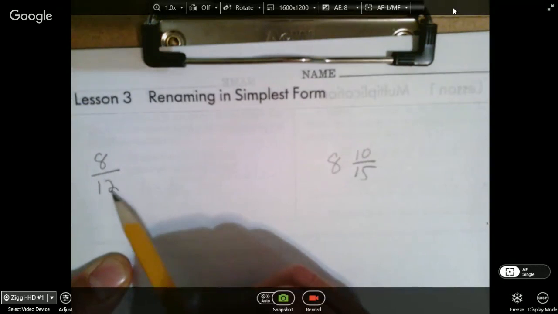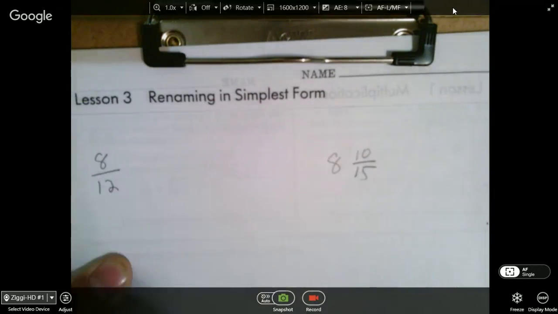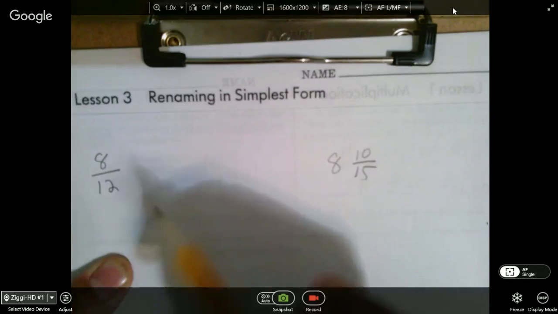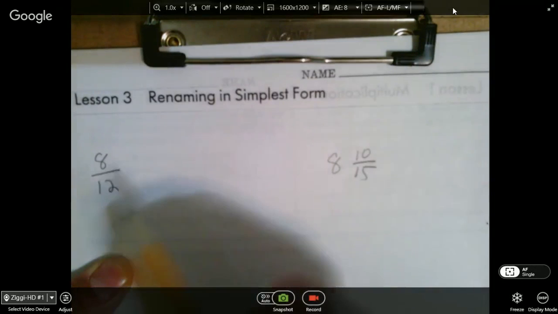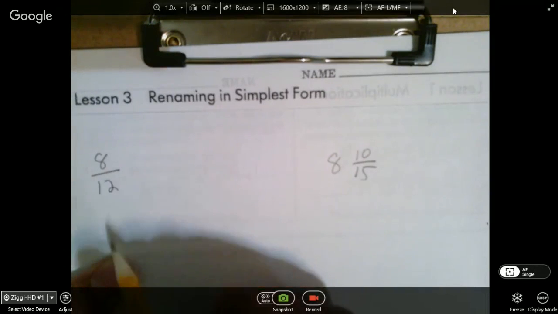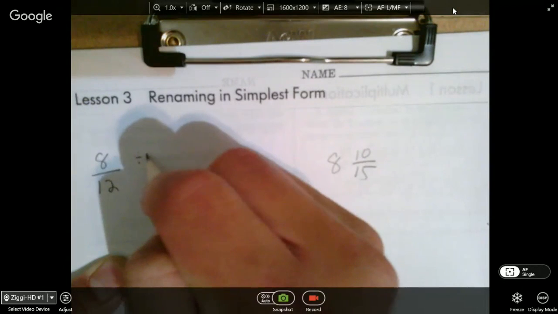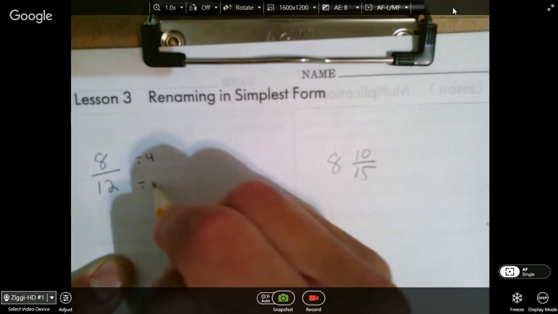your numerator and denominator. So the first step is just doing the exact same thing as you did in the last lesson. 8 and 12. If you need to go through the process of writing all the factors, okay, it ends up that the greatest common factor between 8 and 12 is 4. So I'm going to divide the 8 by 4. Also going to divide the 12 by 4.